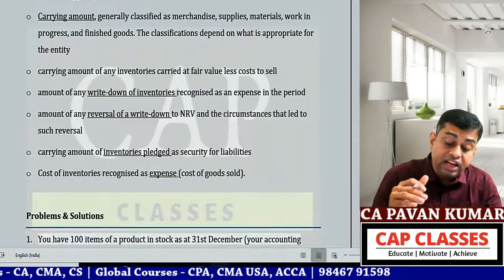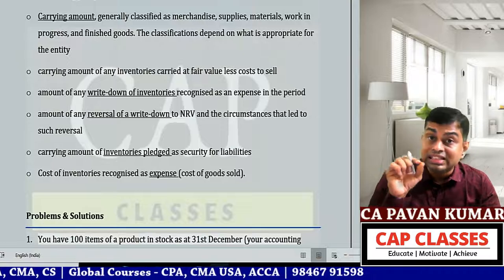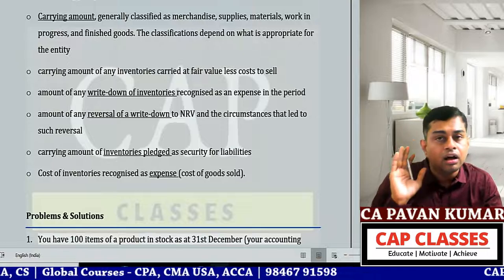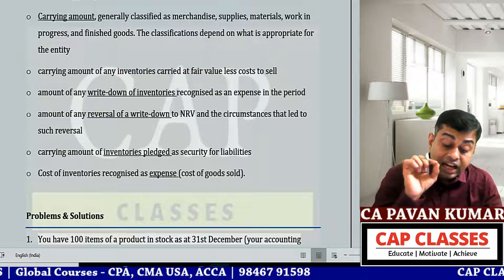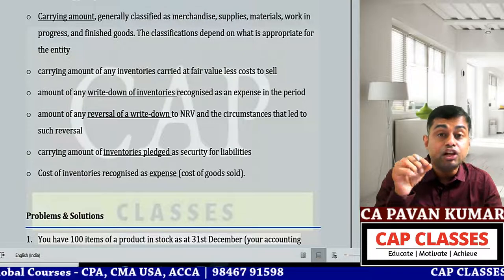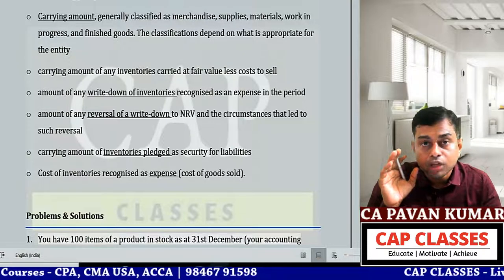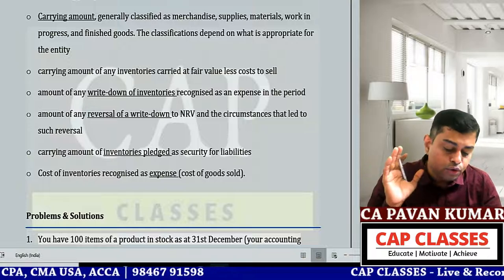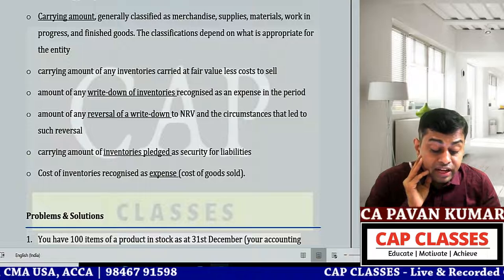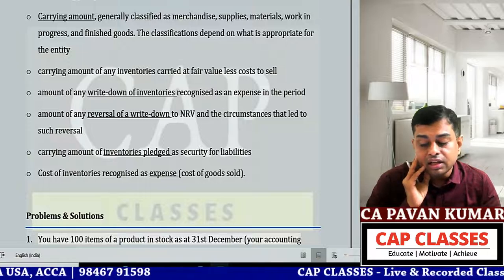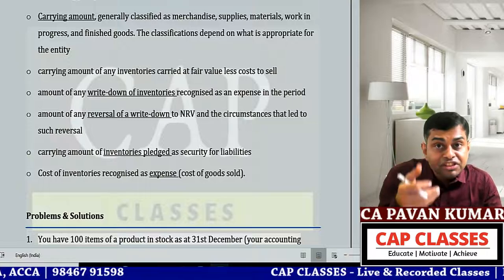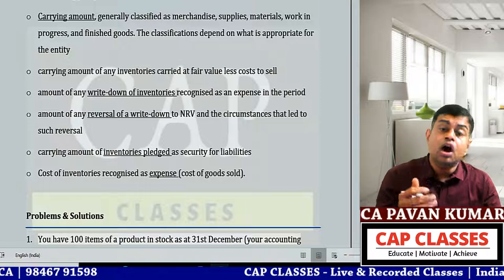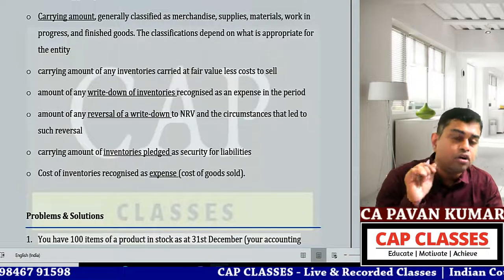Carrying amount of any inventory carried at fair value less cost to sell. In some cases, you will do this. We'll do it in another standard. Don't worry about it. Sometimes agricultural produce. Sometimes, following another accounting standard, you can do this. Then, amount of any write down of inventory. You have written down inventory. Cost or NRV, whichever is lower, no? There you have written down. Or you have reversed the write down of an earlier period.